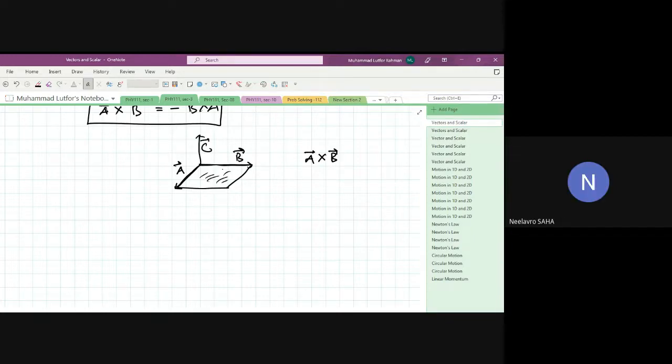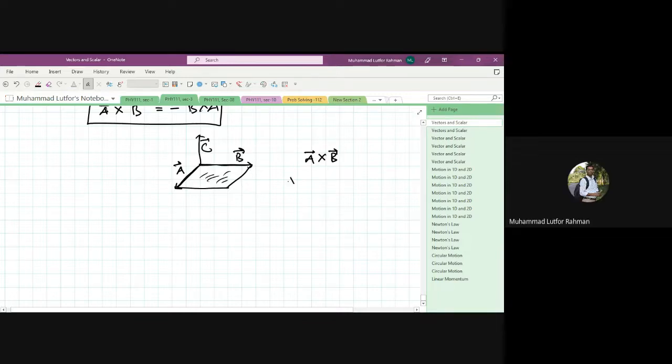Your answer is right, area is a vector. We do A cross B, which is AB sine theta times eta, and then eta will be the direction. Exactly. Area is a vector, right?